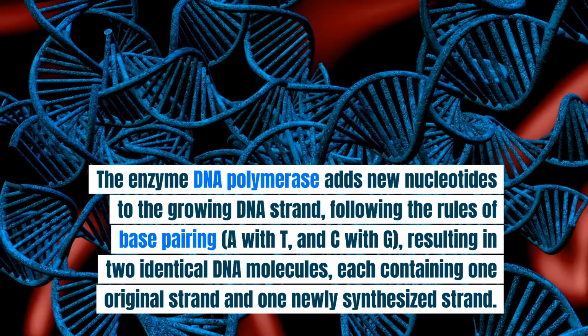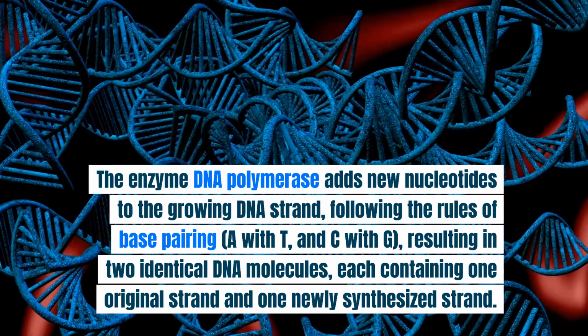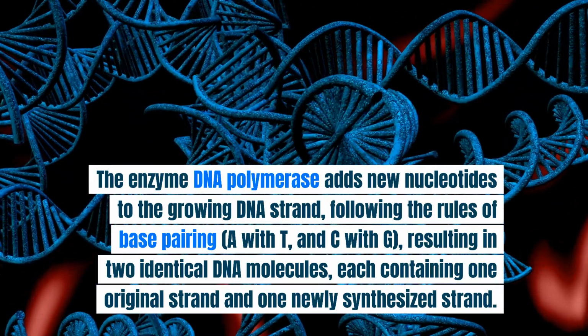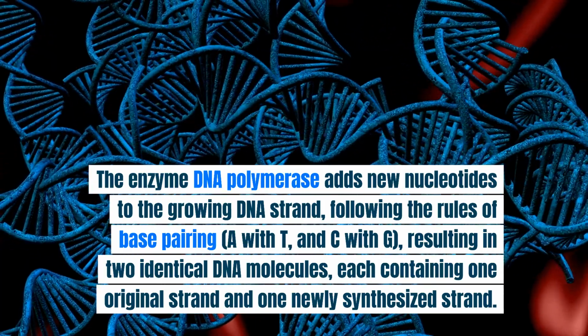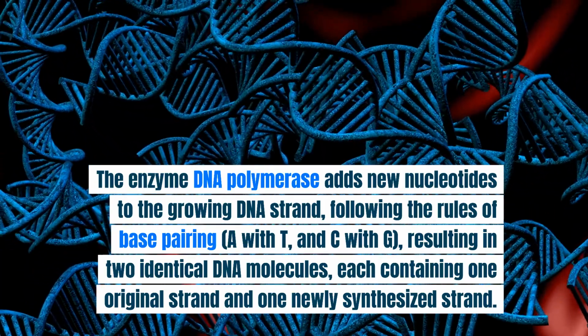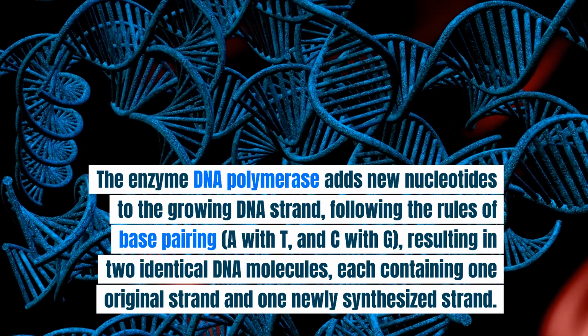The enzyme DNA polymerase adds new nucleotides to the growing DNA strand following the rules of base pairing, A with T and C with G, resulting in 2 identical DNA molecules, each containing 1 original strand and 1 newly synthesized strand.